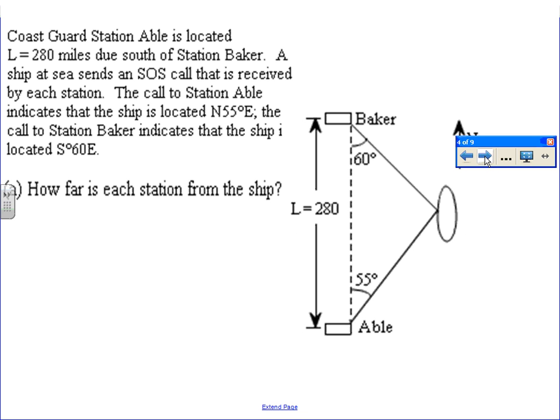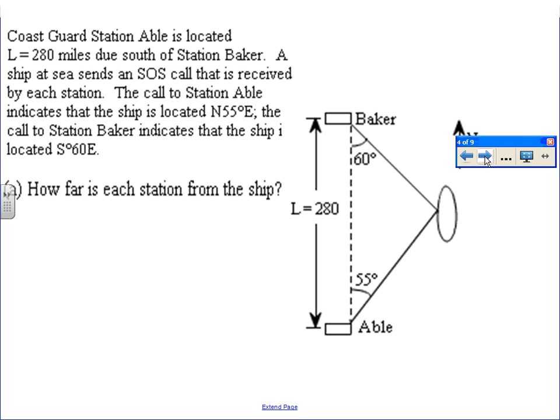Now, from here we're going to look at basically the word problems. And they're really not that bad. Now, let me read through it here. You can kind of look at the picture. They do give you a picture to go with it.